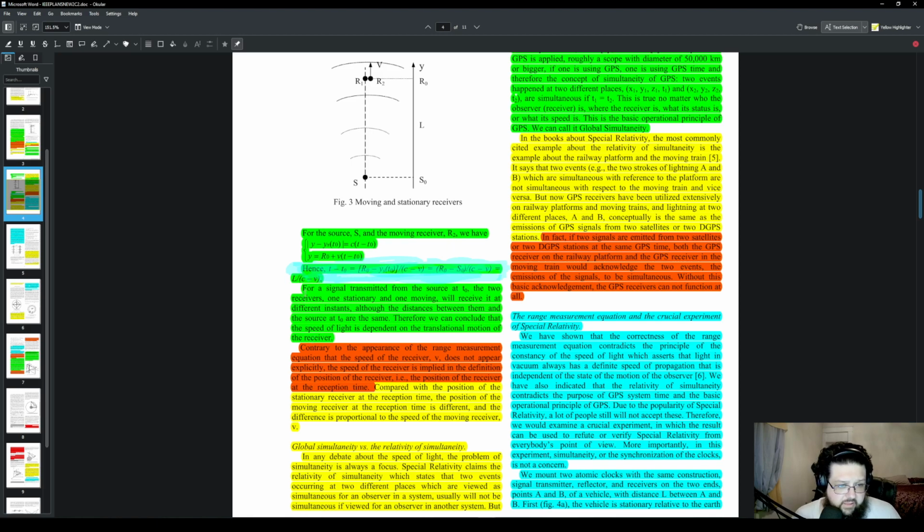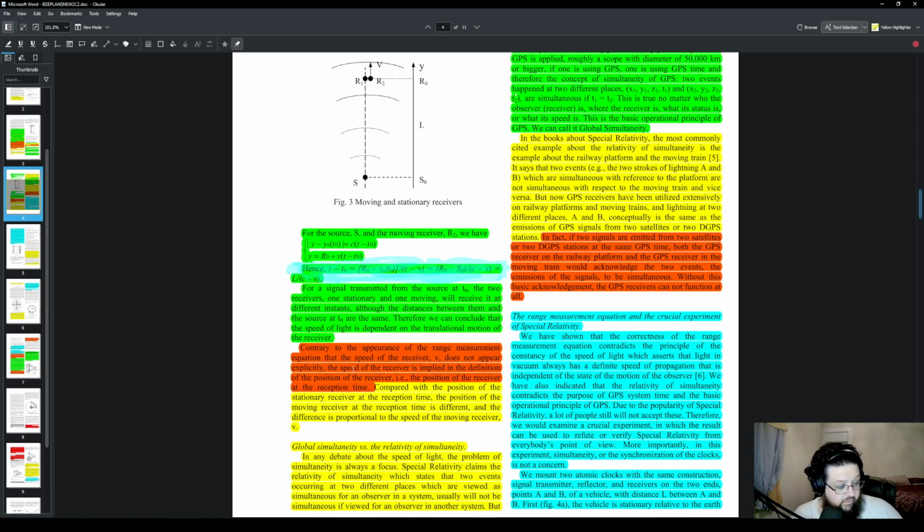So let's see. Contrary to the appearance of the range measurement equation, the speed of the receiver v does not appear explicitly. The speed of the receiver is implied in the definition of the position of the receiver, i.e., position of the receiver at reception time. So remember, the range measurement equation is based on a time interval system for GPS. So they're measuring this delay, and then they're referencing it with GPS's timestamp, right?